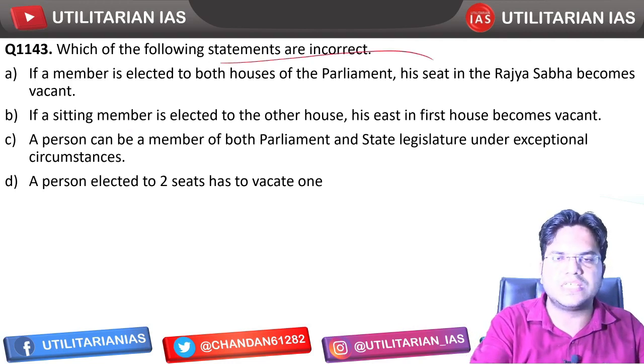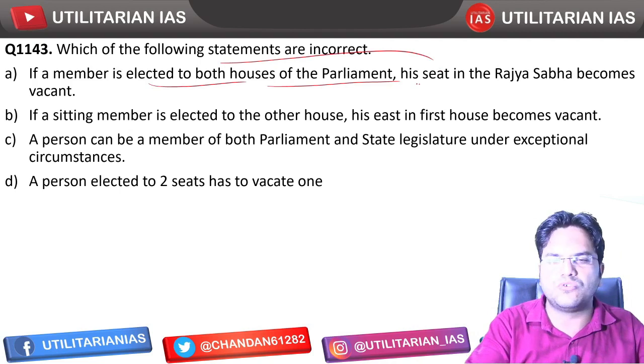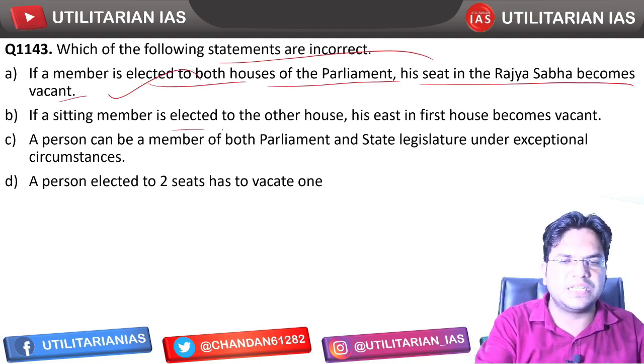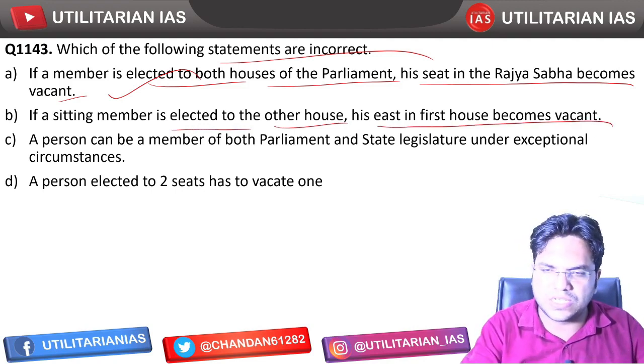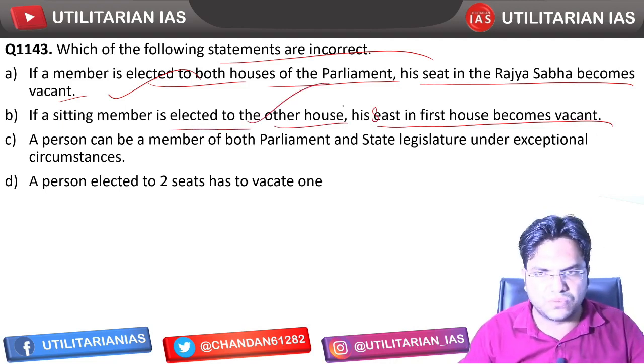Which of the following statements is or are incorrect? If a member is elected to both the houses, his seat in the Rajya Sabha becomes vacant. That's correct. If a sitting member is elected to the other house, his seat in the first house becomes vacant. Okay, that is also correct.